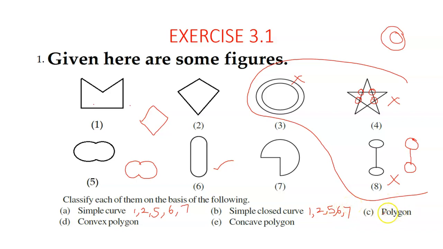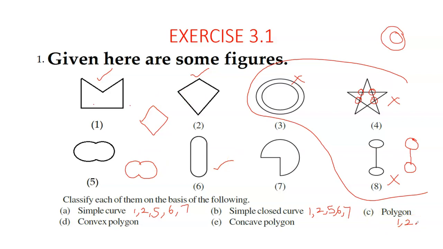What about the polygon? A polygon is one which has only line segments. First of all, it should be a simple closed curve, and also it should have only line segments, okay. So in these 5 diagrams, which have only line segments? This one and this one, okay. So polygon is nothing but 1 and 2, okay, because here I have a curve, here I have a curve, here also I have a curve. So these will not come, only the line segment structures 1 and 2.